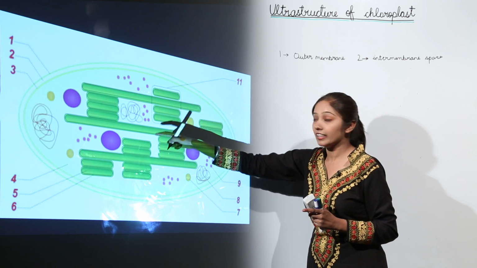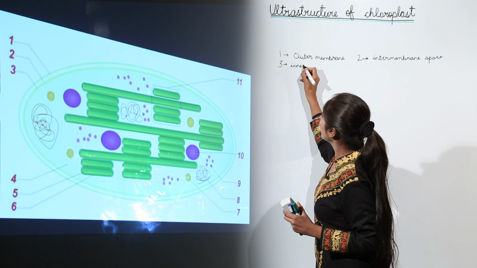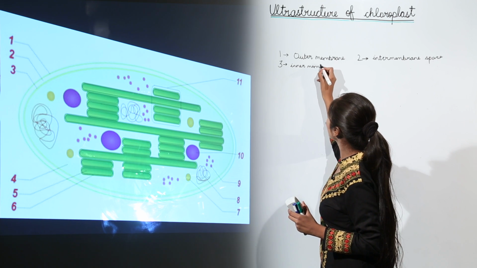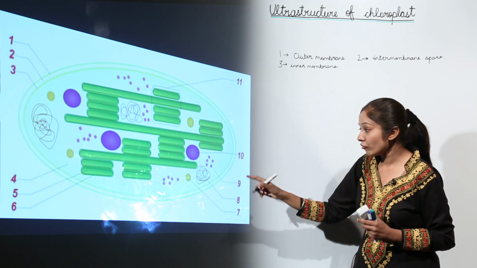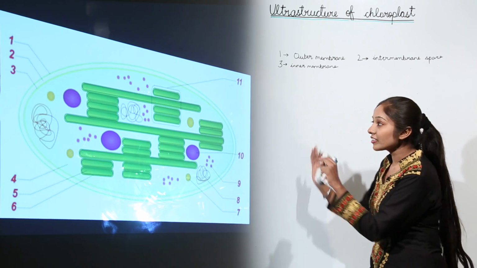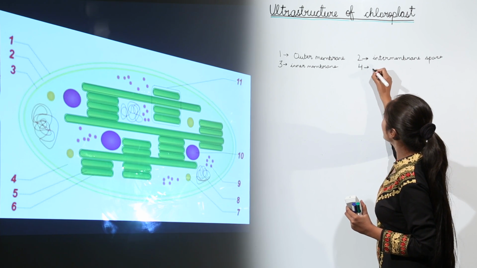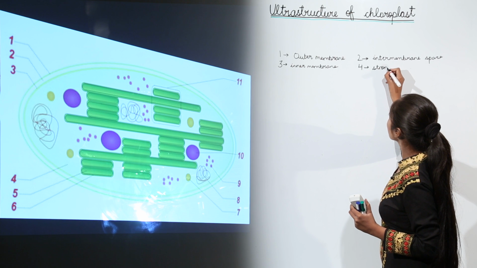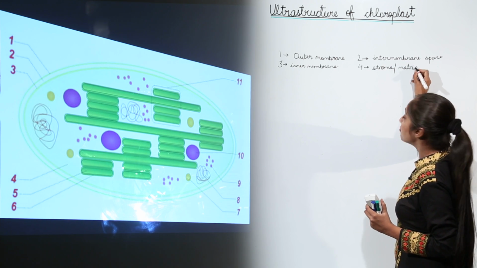Moving on to number 3. Number 3 is what? The inner membrane. It is the inner membrane. Moving on to number 4. What do you see? What do you think? How are you going to label this number 4? Obviously, after this envelope, we have the stroma or the matrix. So number 4 is stroma, or you can also call it as matrix.